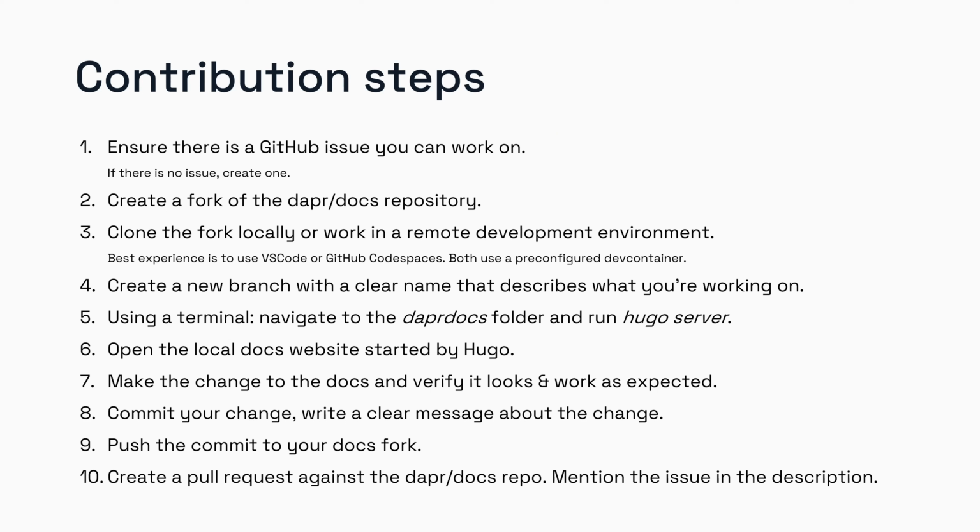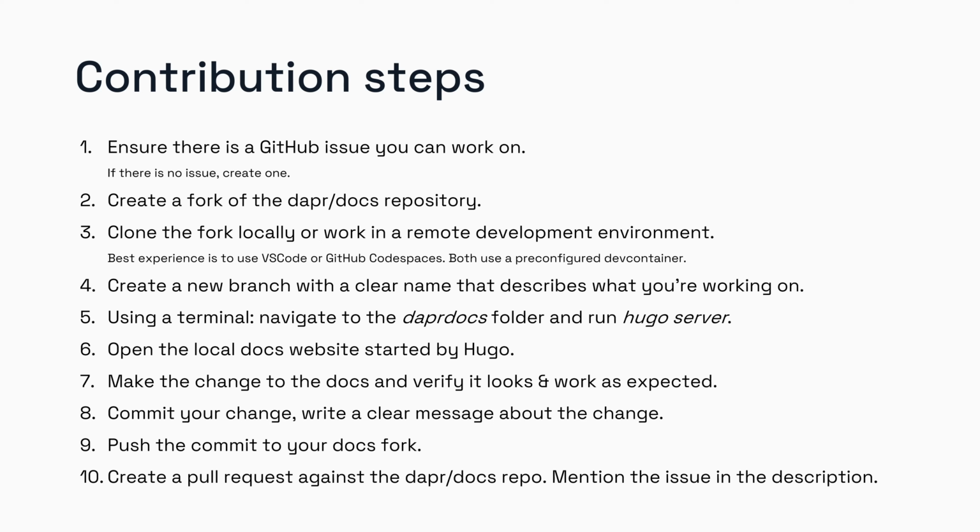The next step is to create a fork of the Dapr docs repository. This is required because no one can contribute or commit code to the Dapr docs repository directly. That needs to go via pull requests. And it's the best if you create your own copy of the Dapr docs repository under your own GitHub profile. Once you have that fork, you can clone that fork locally or work in a remote development environment. The best experience now is to either use VS Code or use GitHub Codespaces if you want to work completely remote. Both use a pre-configured dev container, so you don't have to install anything manually. Then create a new branch with a clear name that describes what you're working on.